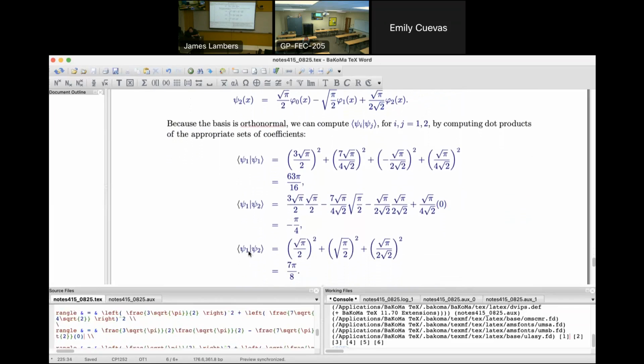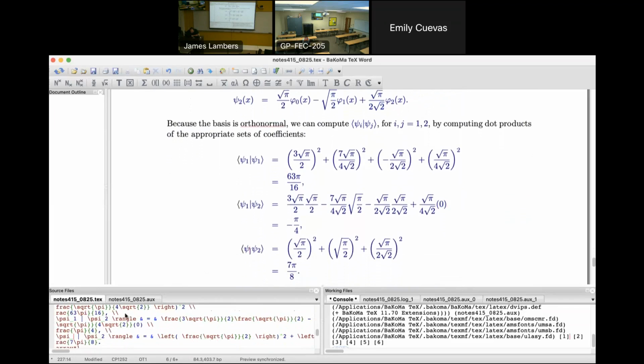Oh, typo here. This should be psi 2 of itself. So here I'm using Parseval's identity to evaluate scalar products this way instead of actually evaluating the integral. Shows you the length to which physicists will go to avoid evaluating integrals. Questions about this example?